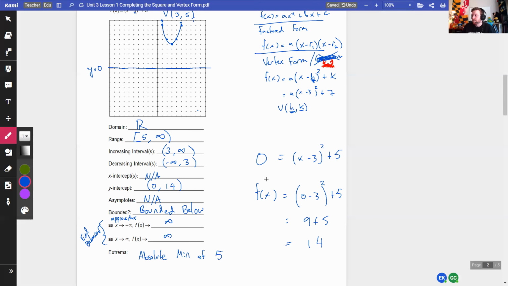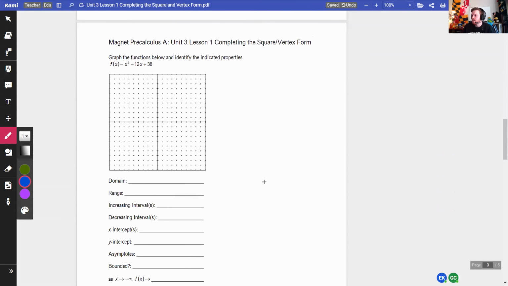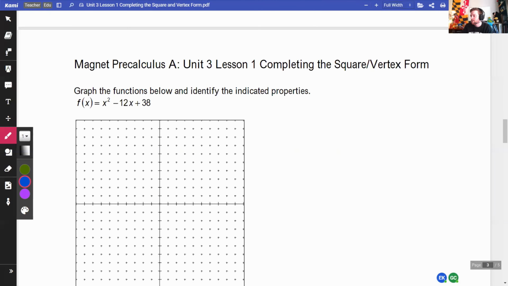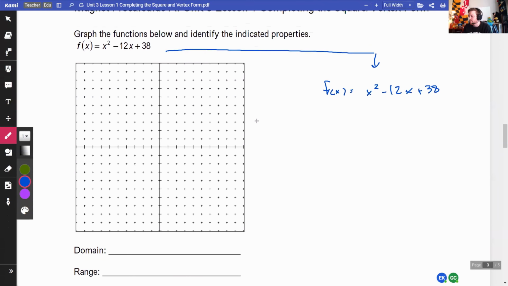All right, let's proceed and actually do the goal of today, and that's turn something into vertex form. Do what we just did, but with something that's a little bit less obvious. I'm going to zoom back in. f of x is equal to x squared minus 12x plus 38. How can we turn this thing into vertex form?